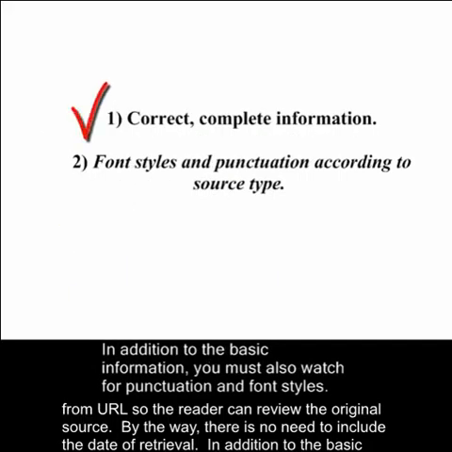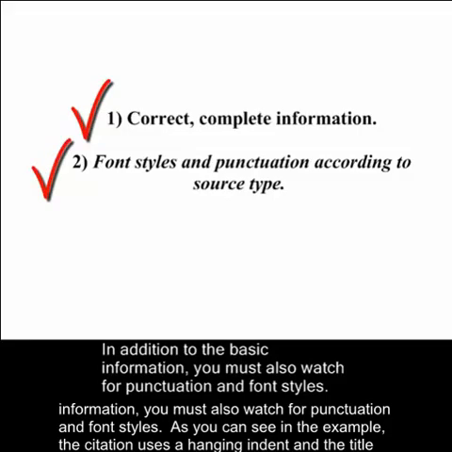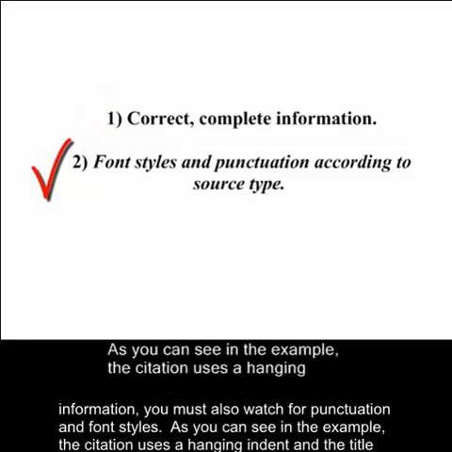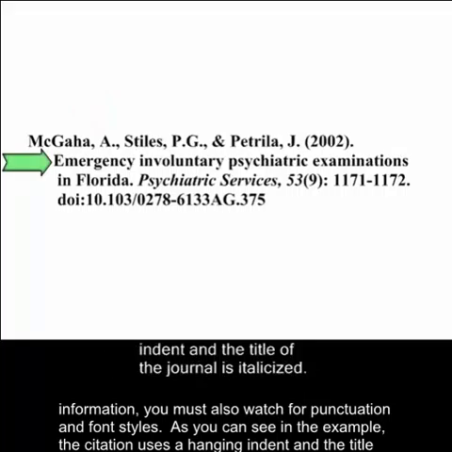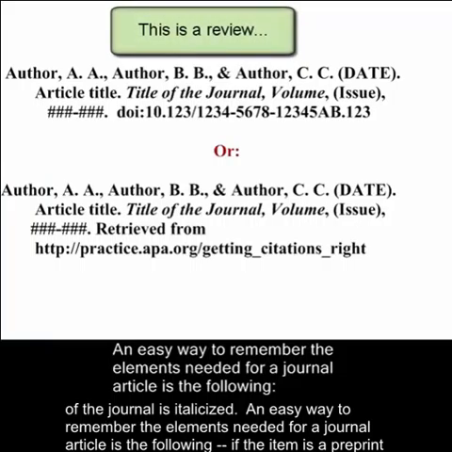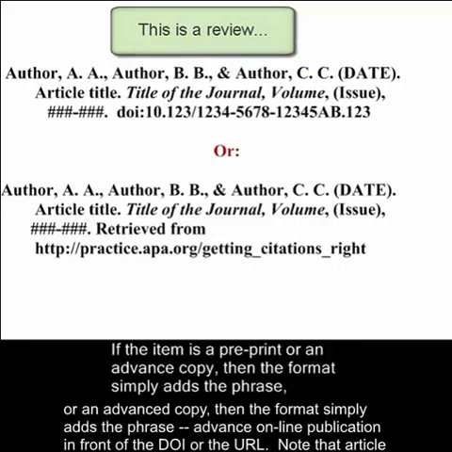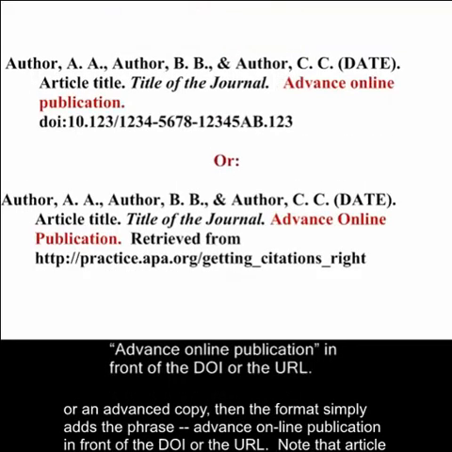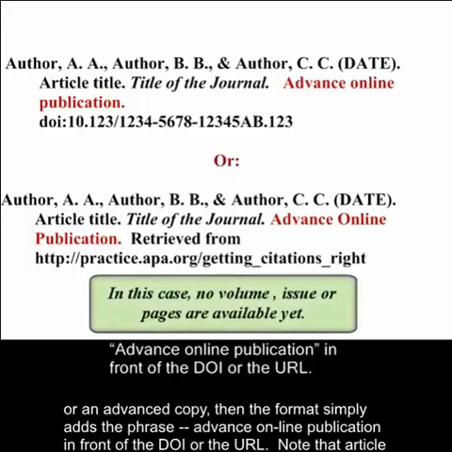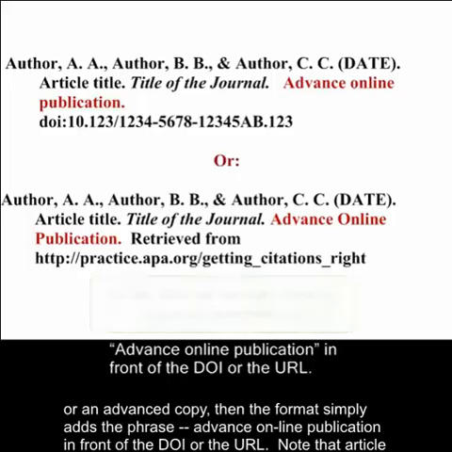In addition to the basic information, you must also watch for punctuation and font styles. As you can see in the example, the citation uses a hanging indent and the title of the journal is italicized. An easy way to remember the elements needed for a journal article is the following. If the item is a preprint or an advance copy, then the format simply adds the phrase Advance Online Publication in front of the DOI or the URL.